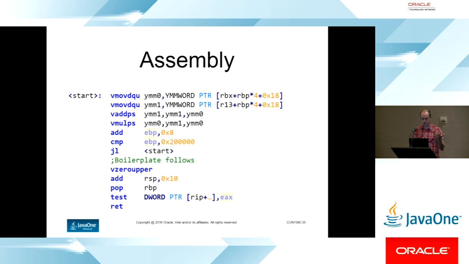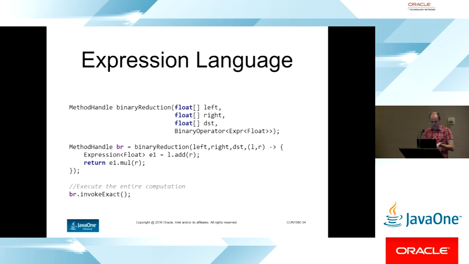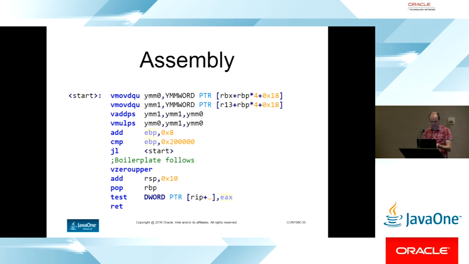And I'm not lying to you, this is the assembly that C2 spits out. So right now, what you get is the loads, the adds, and the muls, and then the loop stuff here, and then there you go. So this is basically what you get. So you end up in a really nice place with regards to code gen.